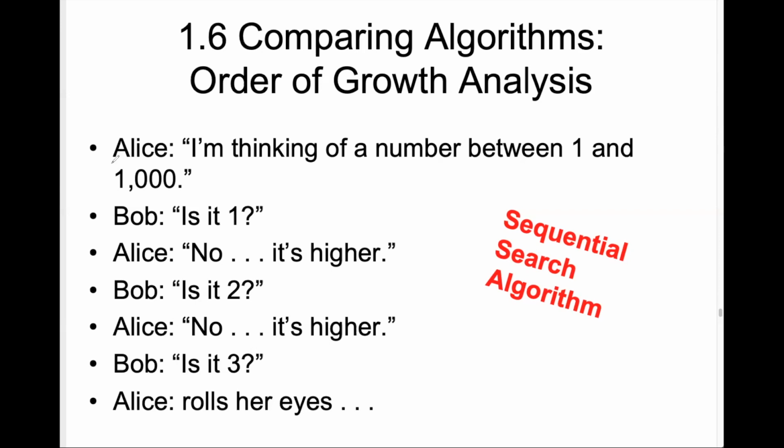It's a guessing game between Alex and Bob. Basically Alex thinks of a number, and Bob pretty much just guesses it. The number that Alex has in mind is anywhere between 1 and 1,000. So Bob says, well, let me think about this strategically.